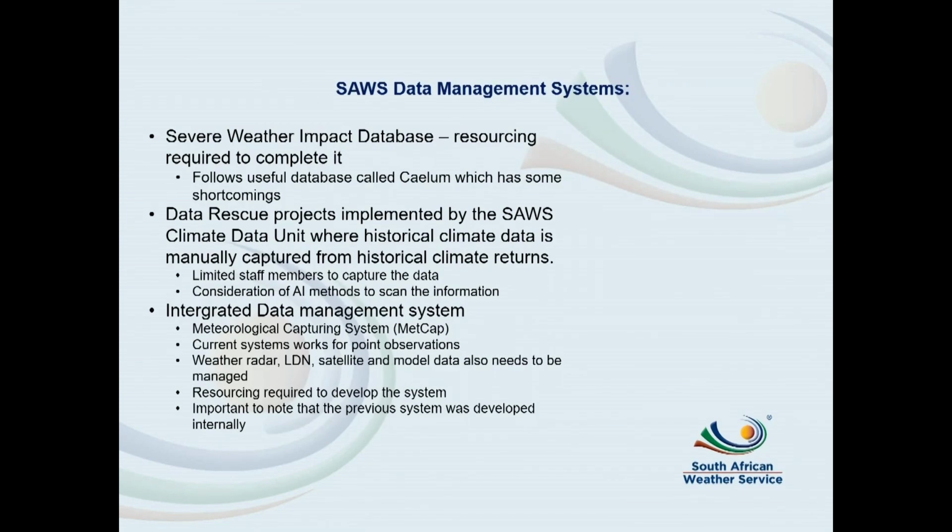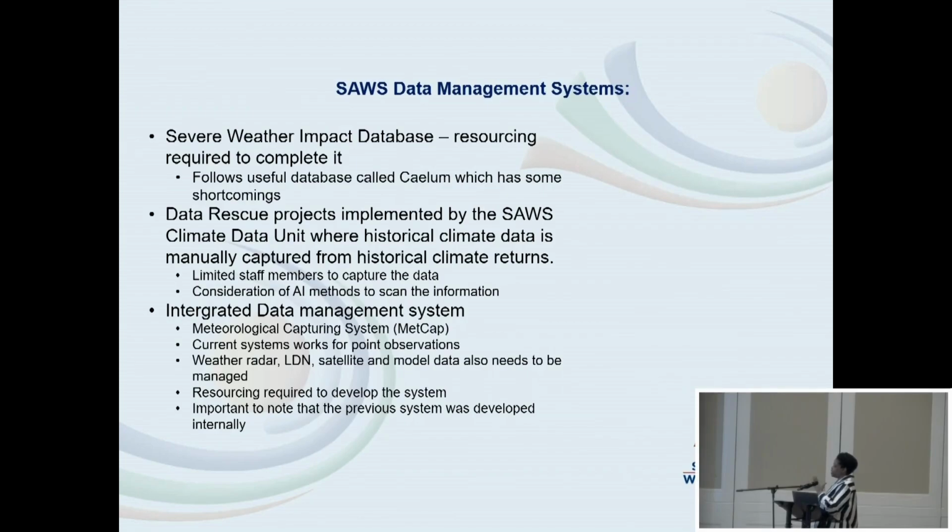Let's talk about other infrastructure that we have. We have a severe weather impact database. I know that most of you are familiar with the KLAM. It used to be in hard copy, so it had a list of the severe weather events that have occurred over the country. We moved from the hard copy to an Excel spreadsheet that is geocoded, but there are still some limitations in this type of publication.